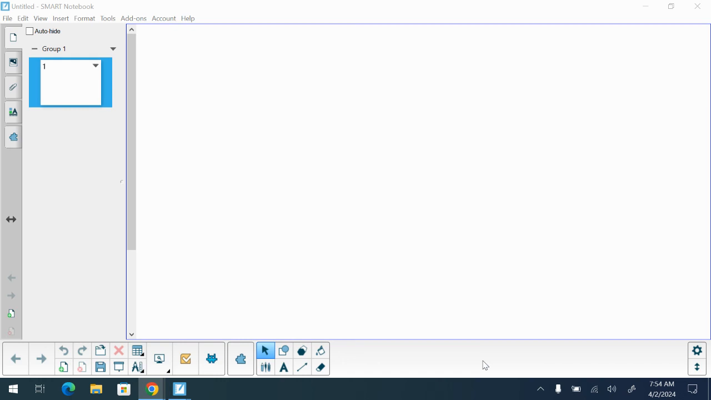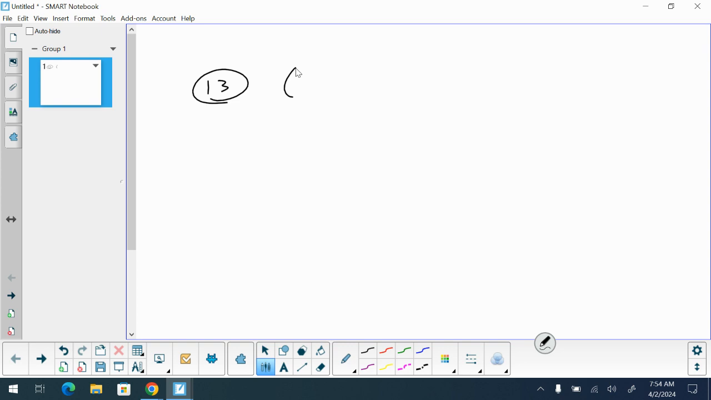For example, problem number 13. If you look at 13, we have 1 plus sine of b over 1 minus sine of b. We want this to look like cosine squared of b.